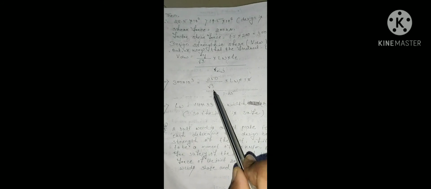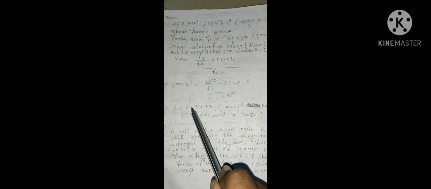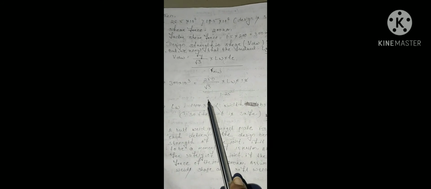So 250 divided by root 3 into Lw into 18 divided by 1.25. The last value found for Lw is 144.33, which is less than the width B, 180 mm. So the joint is safe. The final Lw value shows that the joint is safe.